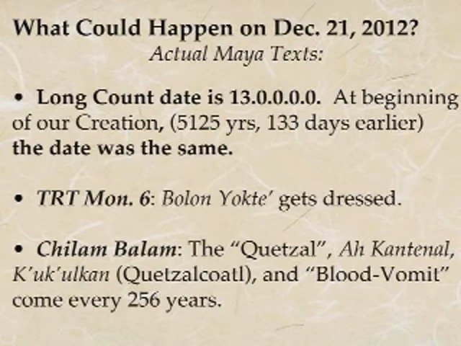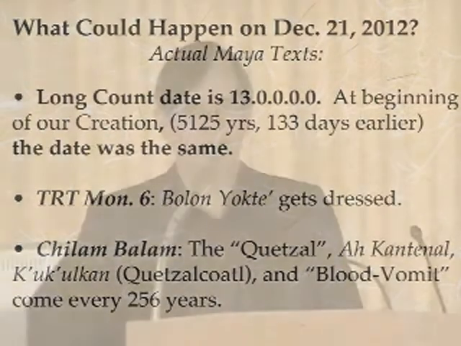It says that Ahkantenal will come. Ahkantenal means he of the yellow tree place. And Kante, yellow tree, is a specific species of tree. I think it's medicinal. But anyway, this god is associated with medicine. And it tells us that blood vomit will come. So watch out. This actually should have been happening from 1992 to 2012. 1992 to 2012 is the Khatun that we're in.